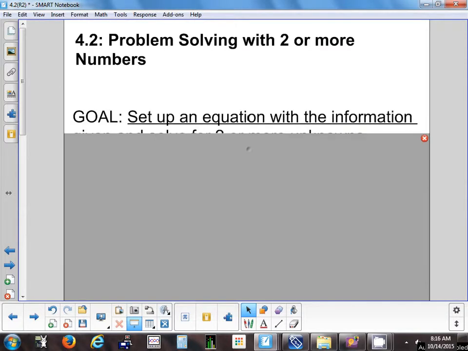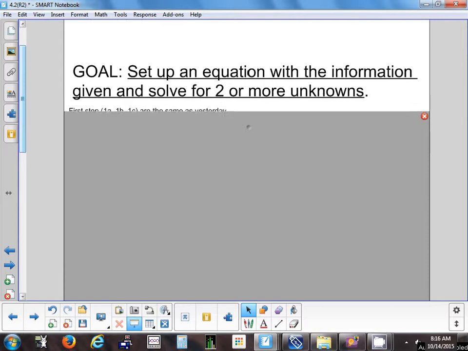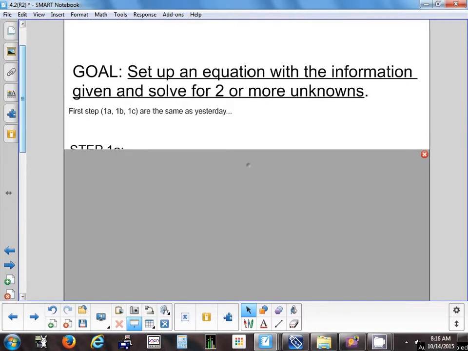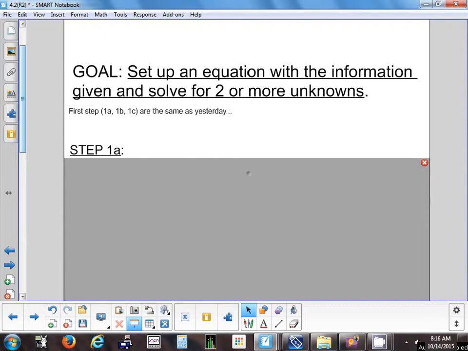Guys, don't worry about the goal right now. We'll come back to that at the end. So first step, 1A, 1B, 1C, like I said, are the same as yesterday. Someone raise their hand. Tell me what 1A is when you look back over your notes. What was step 1A from yesterday? Someone tell me by raising their hand.